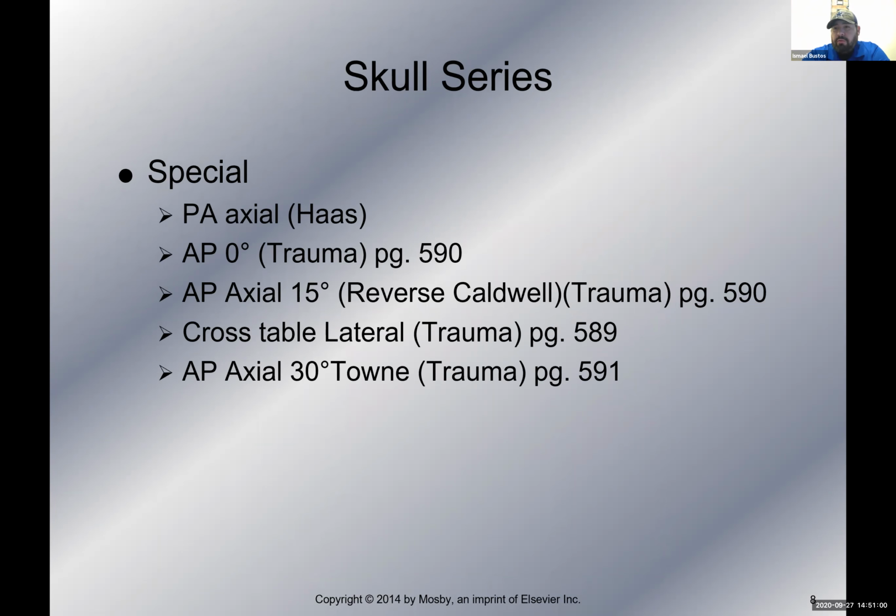Very similar to our normal AP axial that we do. Of course, if it's trauma and they're in a C collar, they're not going to be able to flex the neck. So that's the only difference there. I have put the page numbers for the trauma projections, which are located in chapter 15. So if you need to go back and reference those, you can. The PA axial Haas is in chapter 11. That's on page 418 if you need to refer back to that one.